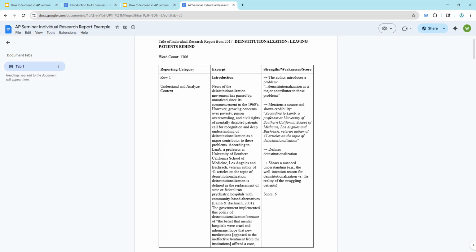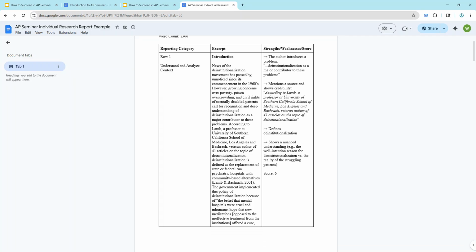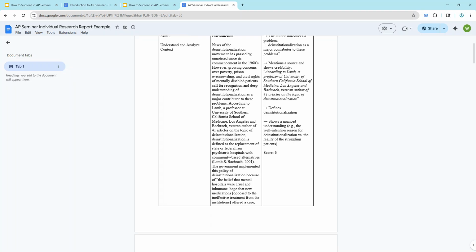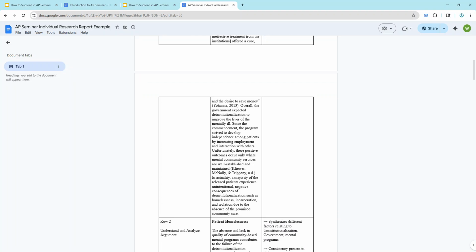According to Lamb, a professor at University of Southern California School of Medicine, Los Angeles, and veteran author of 41 articles on the topic of deinstitutionalization, deinstitutionalization is defined as the replacement of state or federal-run psychiatric hospitals with community-based alternatives. The government implemented this policy because of the belief that mental hospitals were cruel and inhumane, the hope that new medications opposed to ineffective treatment from the institutions offered a cure, and a desire to save money. Overall, the government expected deinstitutionalization to improve the lives of the mentally ill.